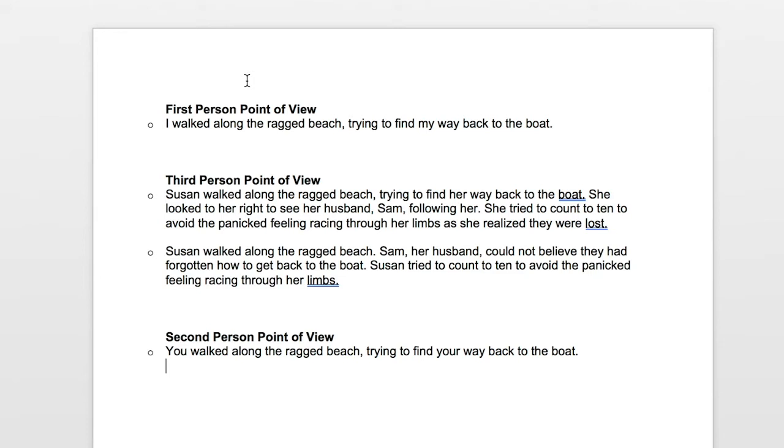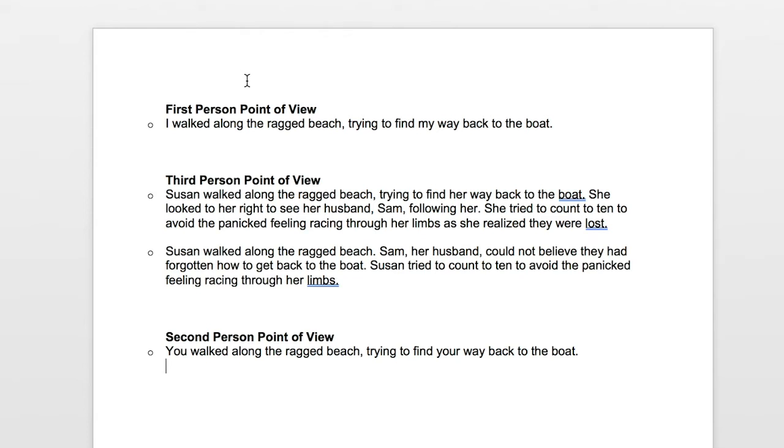So Susan walked along the ragged beach, trying to find her way back to the boat. She looked to her right to see her husband Sam following her. She tried to count to 10 to avoid the panicked feeling racing through her limbs as she realized they were lost. Now, there's two different ways to do third person point of view.